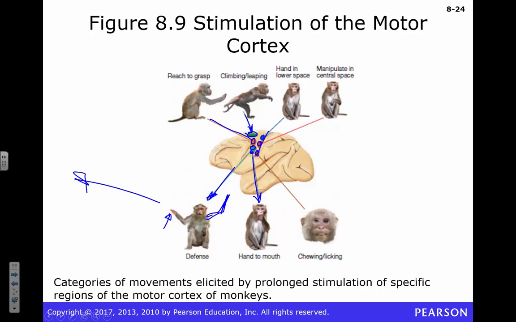So motor cortex, we typically think of it as sort of simple: you stimulate this place and your finger twitches, right? And you can do that, but if you make a slightly larger and more prolonged stimulation, you're actually going to get some sequence of behaviors.